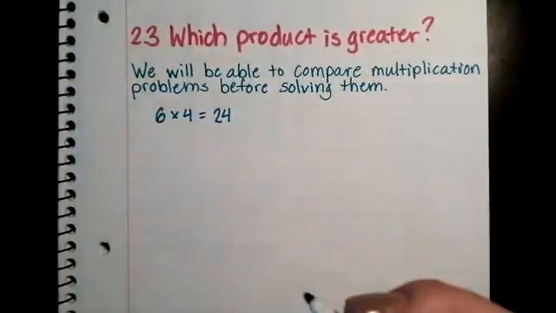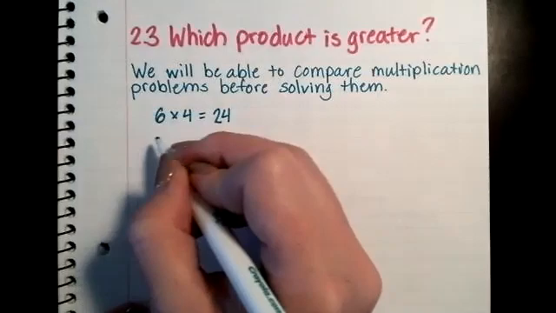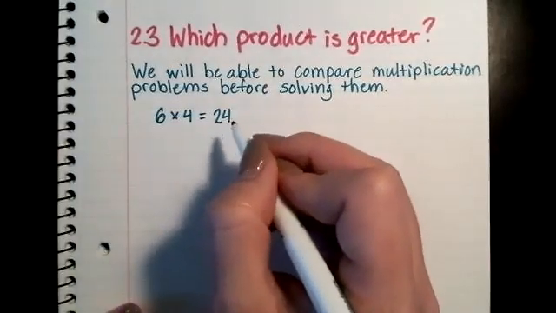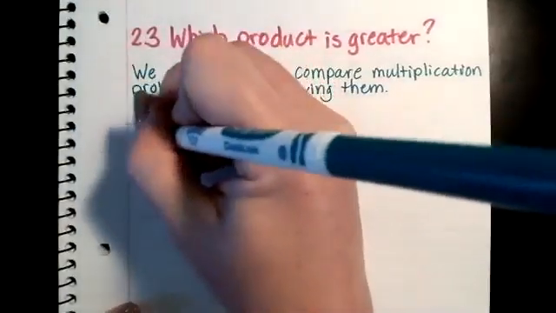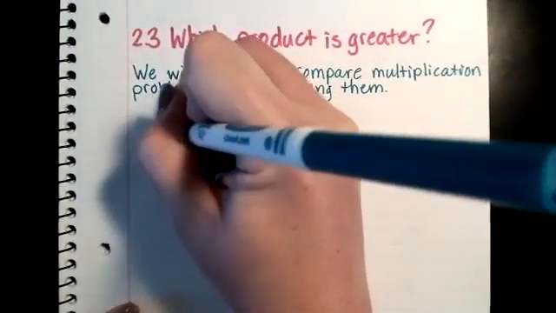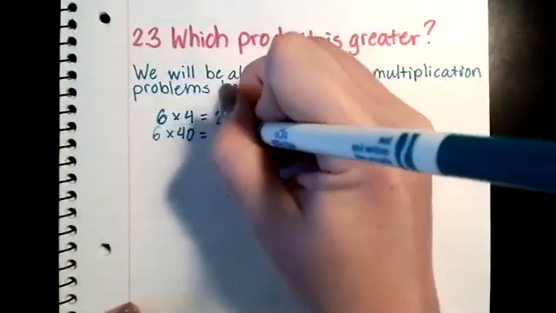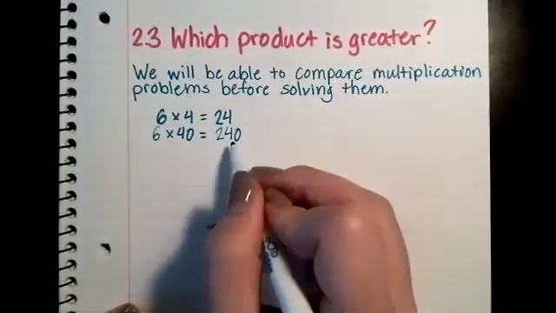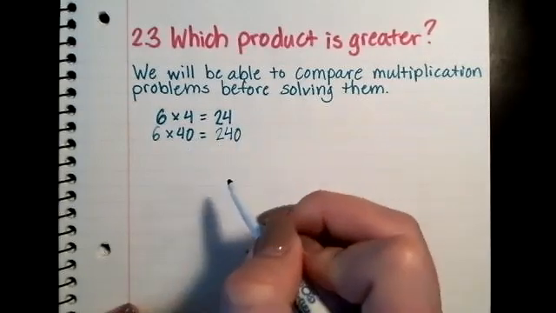Now, when I am multiplying by more than just 6 times 4, every time I'm adding a 10 in here, my product is going to be moving over a place value. Okay, so if I'm doing 6 times 40, that's going to be 240, because this means I have to move everything over one place value.